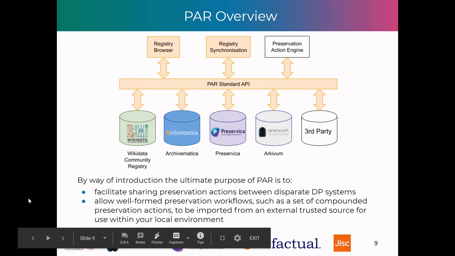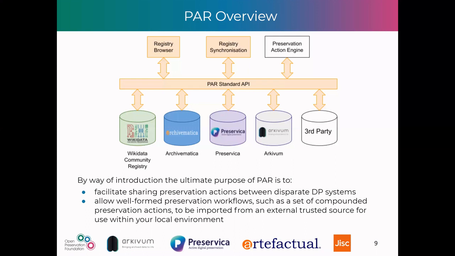First, a quick overview of a PAR ecosystem. This is for people who haven't been to one of the previous webinars or don't know what PAR is about at all. So the purpose of PAR, which stands for Preservation Action Registries, is to facilitate sharing preservation actions between disparate DP systems. So it's a way of sharing, in fact, I'll read the second one and then I'll talk a little bit.